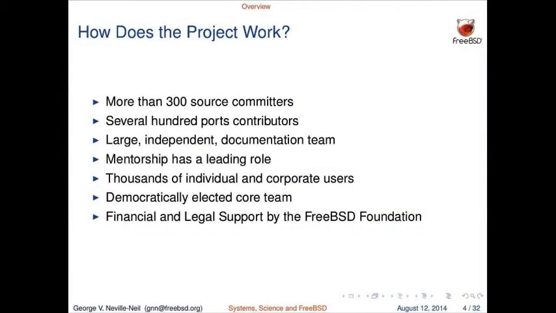So FreeBSD is not just a collection of source code that exists on a bunch of servers, it's a project. And it's a project that's carried out by a large number of people worldwide. The project itself breaks down into several different groups, all of whom work together to produce the system.